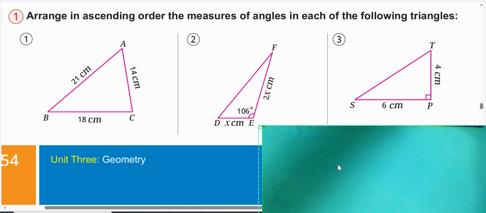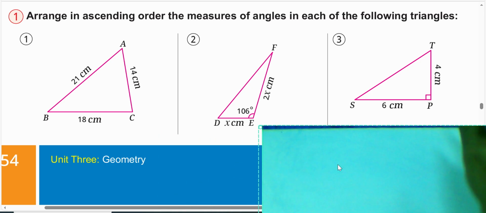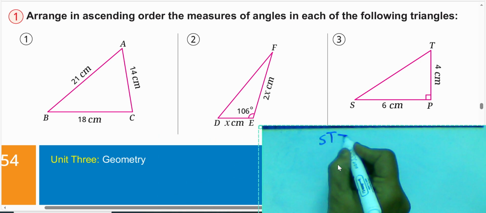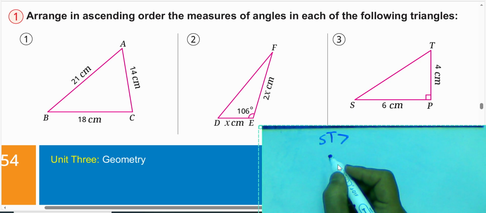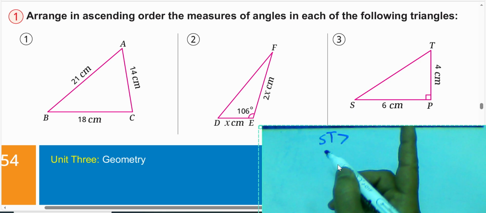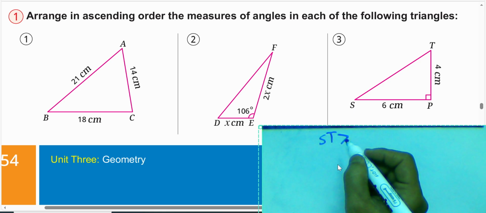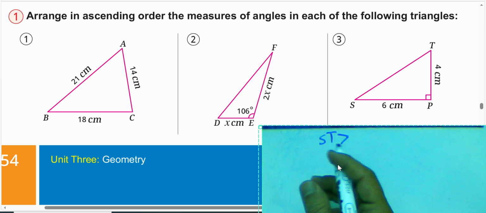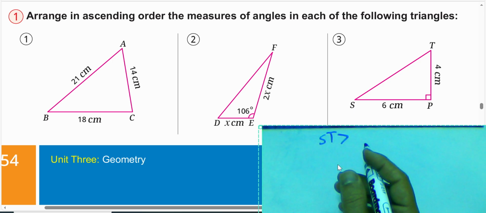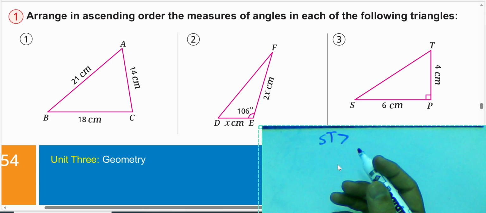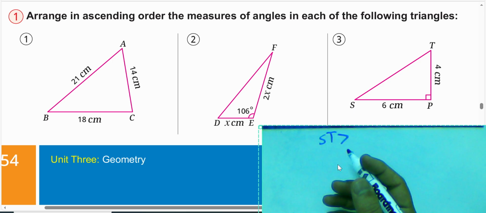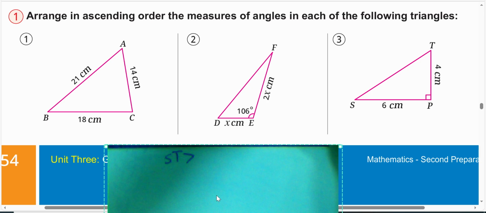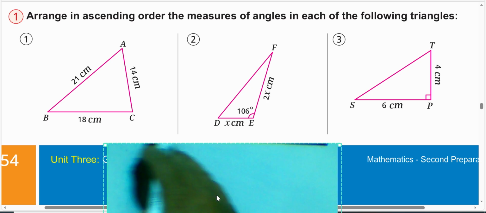Question number 3. We have also here hypotenuse ST is the greater side. Opposite angle B. Then we have ST is the greater side, and he wants to arrange the measure of angles. Okay, again about the question here, he wants to arrange the angles.